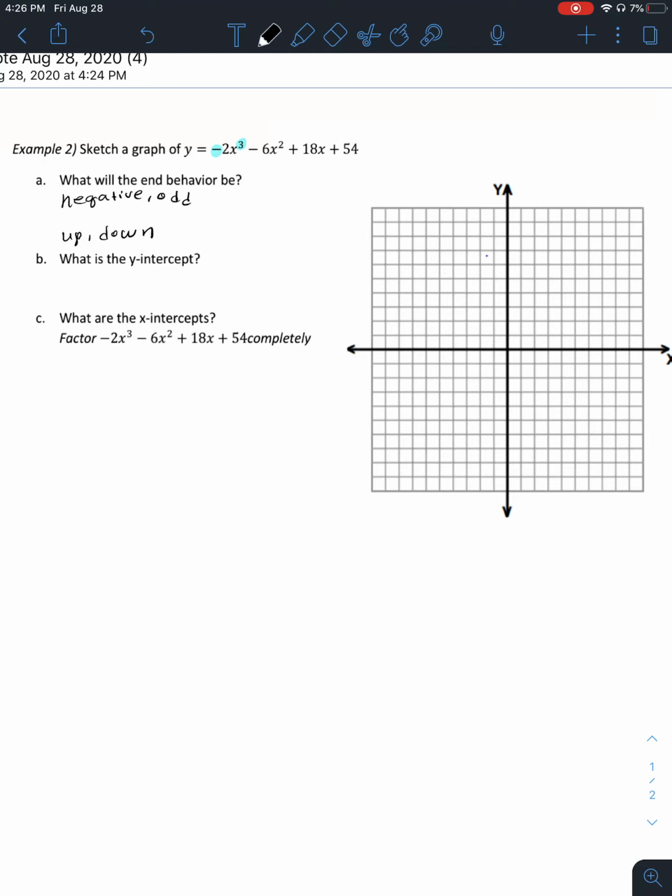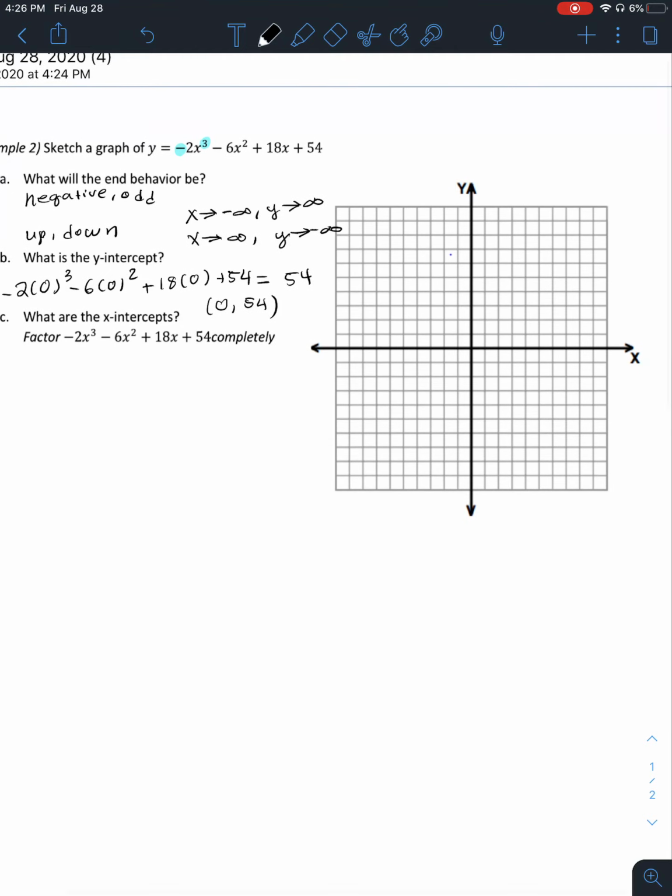So what that means is as x approaches negative infinity, y approaches positive infinity. As x approaches infinity, y approaches negative infinity. You just have to refer to your chart and get comfortable with these. For our y-intercepts, don't forget you just substitute 0 for every x. But I hope that you see here that everything becomes 0 except the last number. So you end up just getting 54. So your y-intercept is 0, 54.